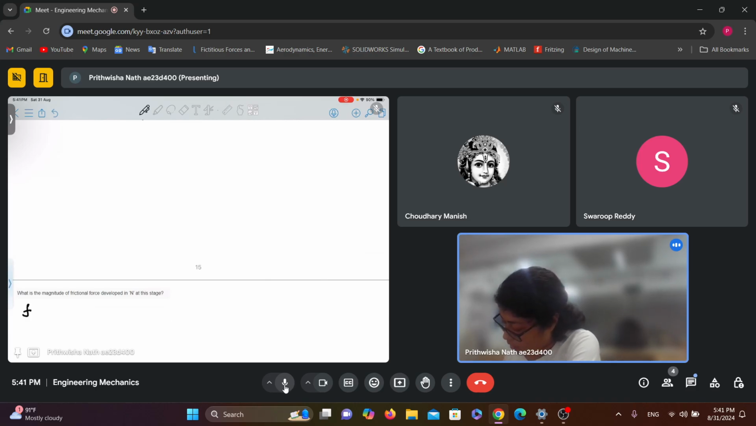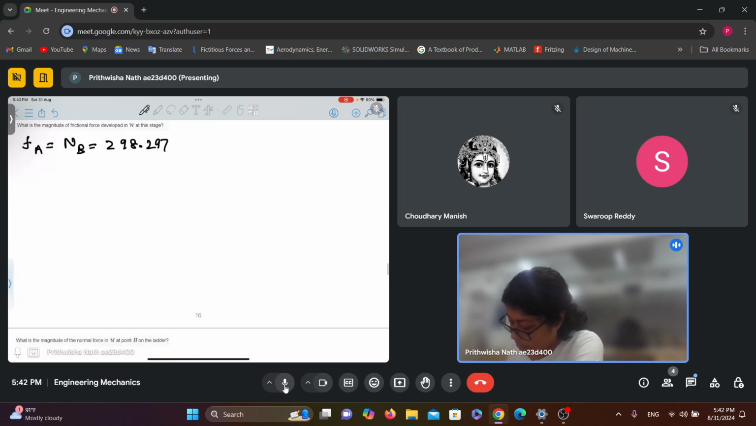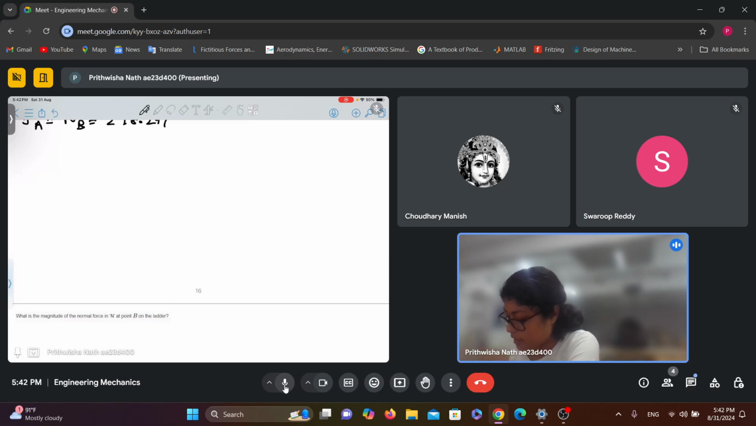Next problem. What is the magnitude of frictional force developed in Newton at this stage? So magnitude of frictional force FA is equal to NB, right? That is equal to 298.297. Next part is magnitude of normal force at point B, which is also the same.